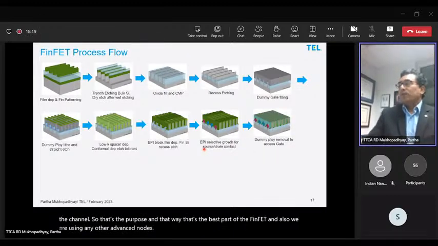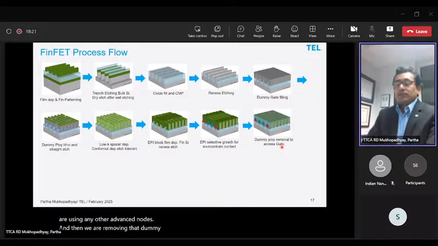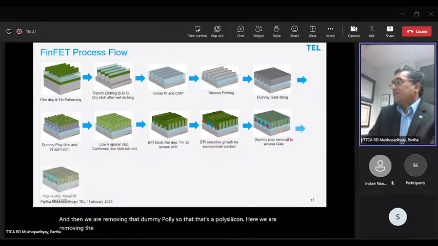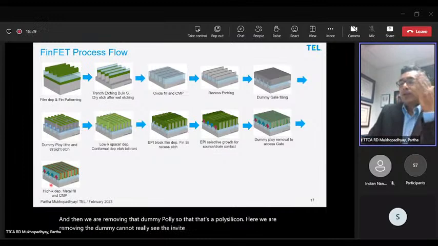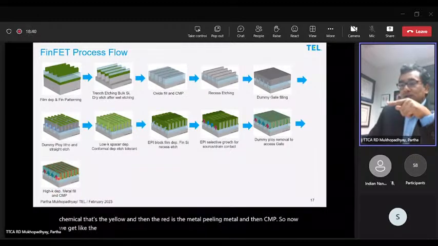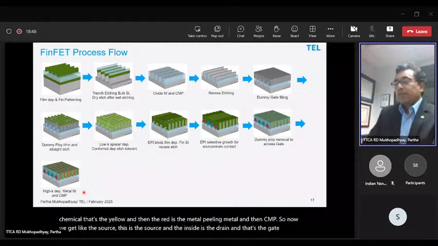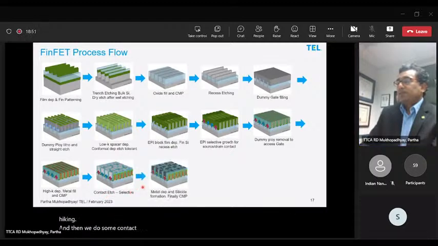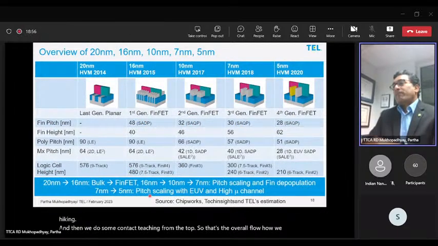And then we are removing that dummy poly. So that's a polysilicon here. We are removing the dummy, which you cannot really see in a bigger picture. And then we are putting high-K material, that's the yellow, and then the red is the metal, filling metal, and then CMP. So now we get the source. This is the source, and the other side is the drain, and that's the gate. And the gate oxide is high-K. And then we do some contact etching from the top. So that's the overall flow of how we make the FinFET.